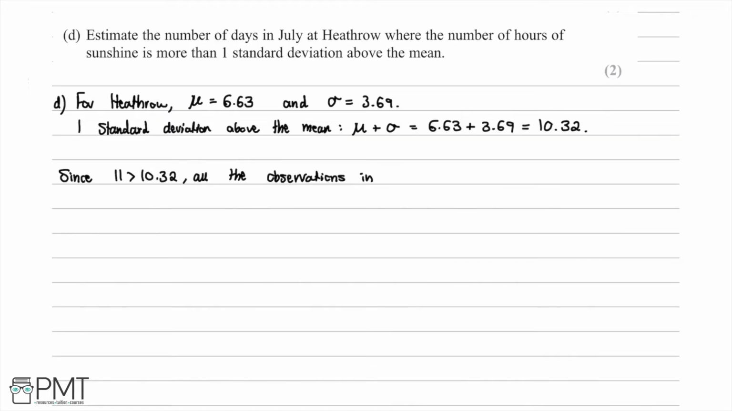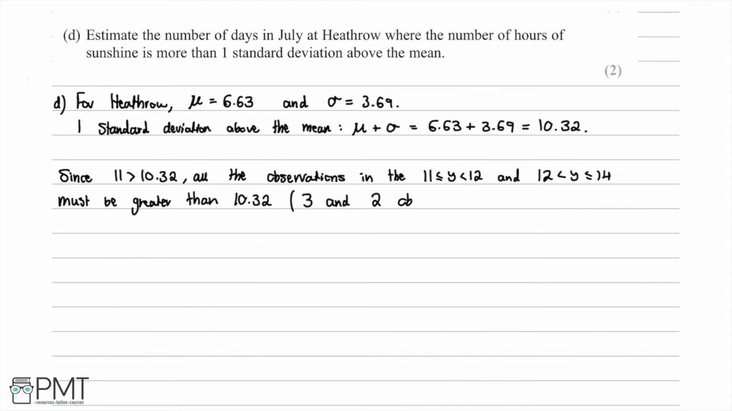Since 11 is greater than 10.32, all the observations in the 11 to 12 and 12 to 14 groups must be greater than 10.32, and these are 3 and 2 observations respectively. Then we also have the group which goes from 8 to 11. Some of these observations are going to be less than 10.32, but some, in fact, could be greater. We don't know this for sure.